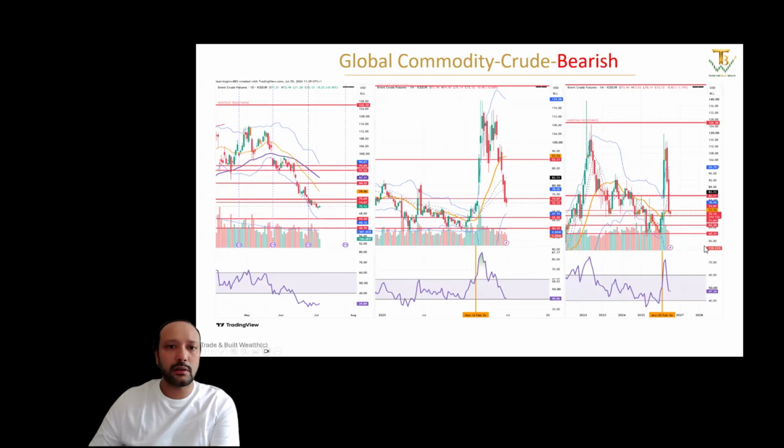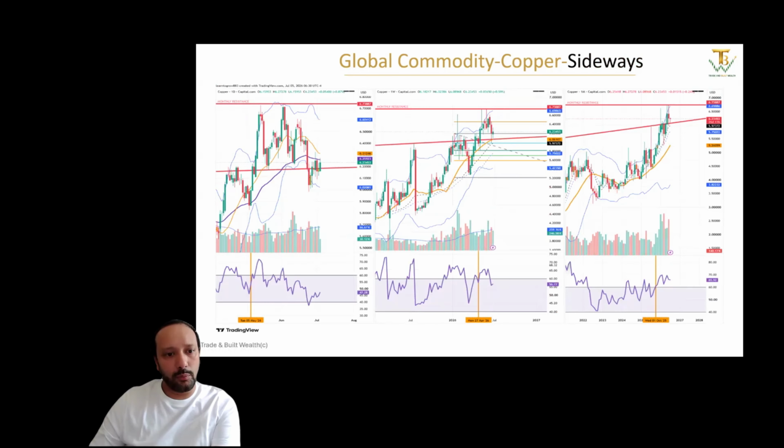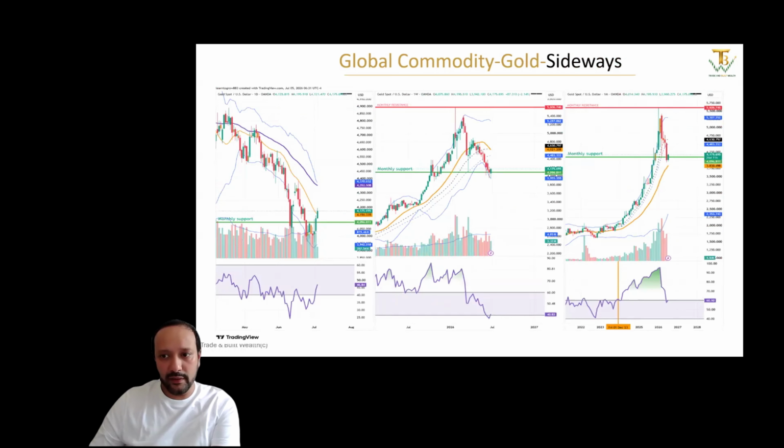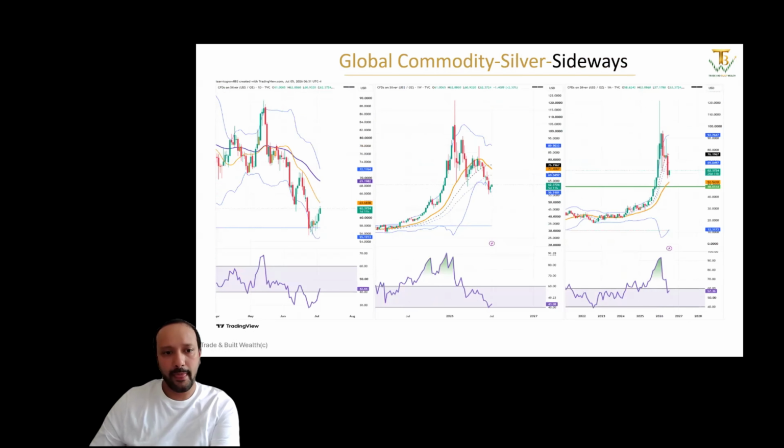Then let's have a look into the global commodities. So we have crude, which was at an all-time high during the war, and now it's coming back. It's on a bearish route, and it's coming back to its original price position, which is a good sign for us in terms of the stock market. Copper is sideways for now. Gold had a really good run in the last years. Now it's mostly consolidating. So the main run is over. It will consolidate for a period of time now.